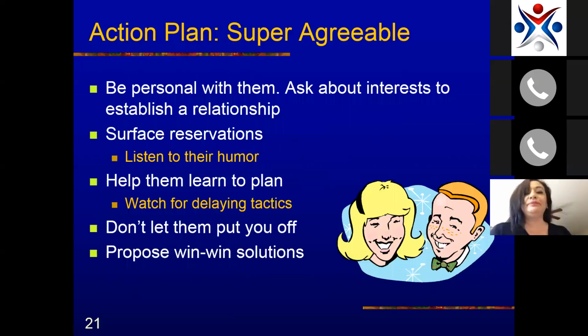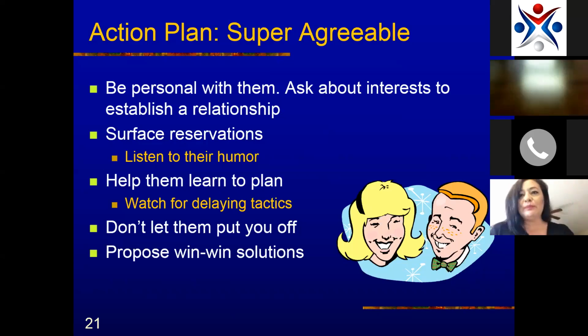Slide 21. So what do you do with the super agreeable? You need to be personal with them, but still you need to keep them on track. They will give you 1,000,001 reasons why they can't get things done. So you must stay on top of them. Watch out for delaying tactics and propose win-win situations. Unfortunately, it's almost like babysitting.